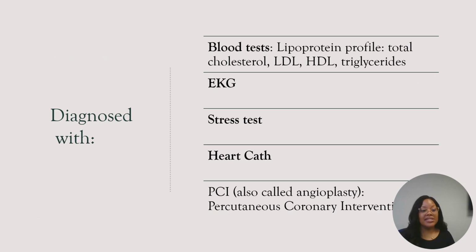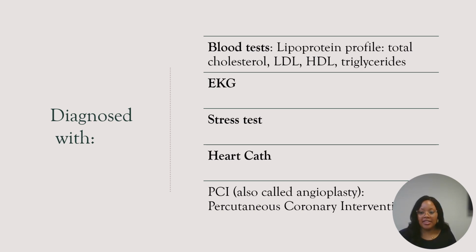So how is this diagnosed? We have multiple ways it's diagnosed. So our blood tests, where we would get a lipid panel done, and it shows our total cholesterols, our LDLs, our HDLs, and our triglycerides. And then you also can have an EKG, and what they're looking for in the EKG is any changes in their ST segments or in their T waves.